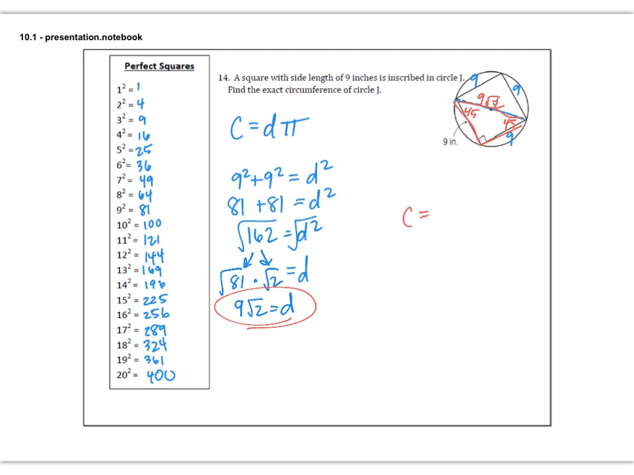So to get the circumference, we're going to take 9 root 2 and we're going to multiply by pi. So our final answer would be 9 pi root 2, and we have a label. It is inches. That is an exact answer. If I would have multiplied 9 times root 2 and gotten a decimal, it would no longer have been exact.